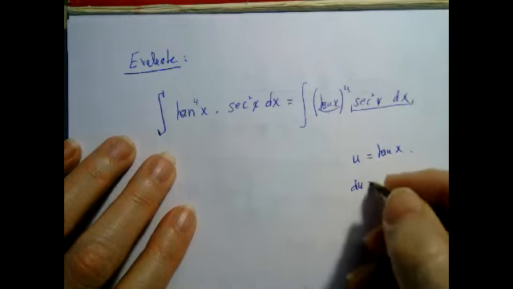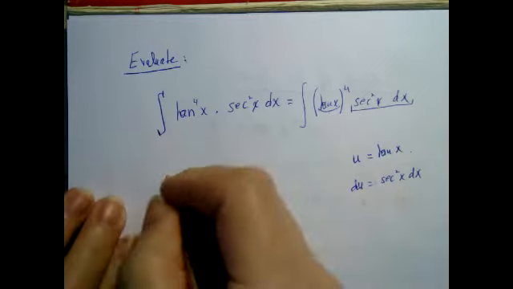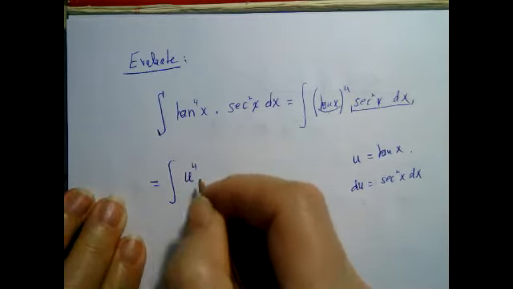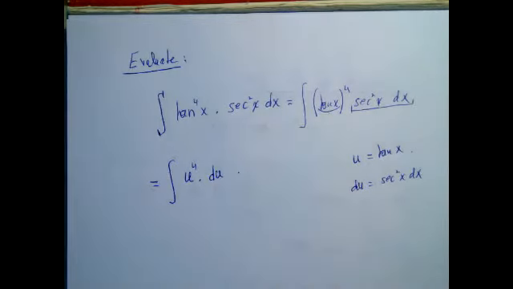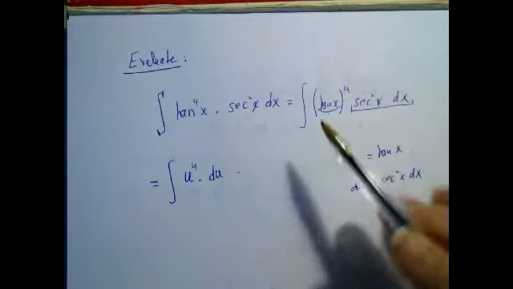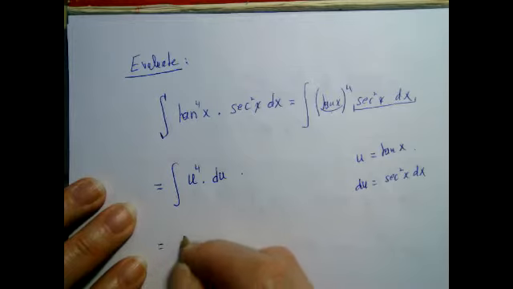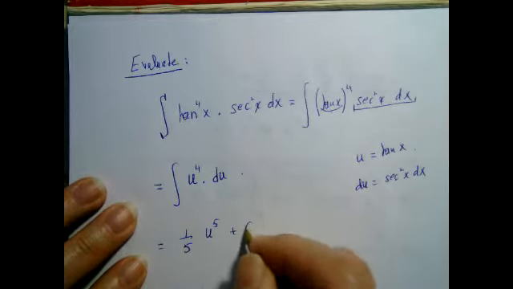du is the secant square x dx, and that would be the integral of u to the power 4 du. The secant square x dx, the secant square tells us that's the derivative of tangent. So now can I work with that? Indeed we can. This will give us 1 over 5 u to the power 5 plus c.